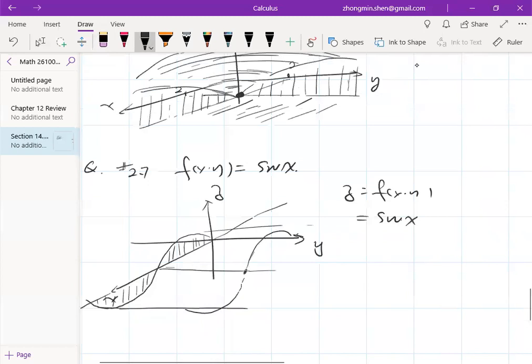All right, so now you're going to build a loop on this. Okay, use different colors. I think I already finished the graph. All right, so no restriction on y. For any given y value, you get z equals sine x. It's a sine curve. Then you parallel translate it, so you get a piece like that.